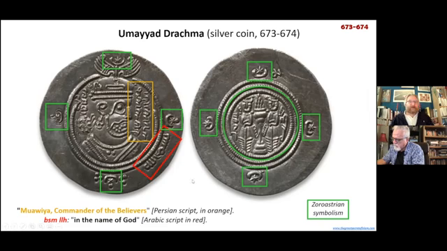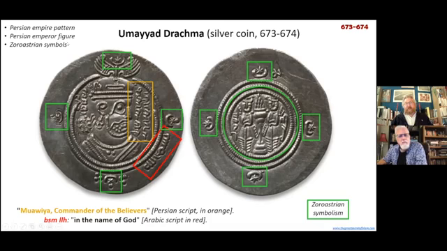And we see that even though Muawiyah is the commander of the believers and claims to rule in the name of God, he still uses the Persian Empire pattern for his coins, with the Persian Empire figure, not his figure, but the Persian Emperor's figure. So still, this is not Islam, even though he is commander of the believers and he rules in the name of God.